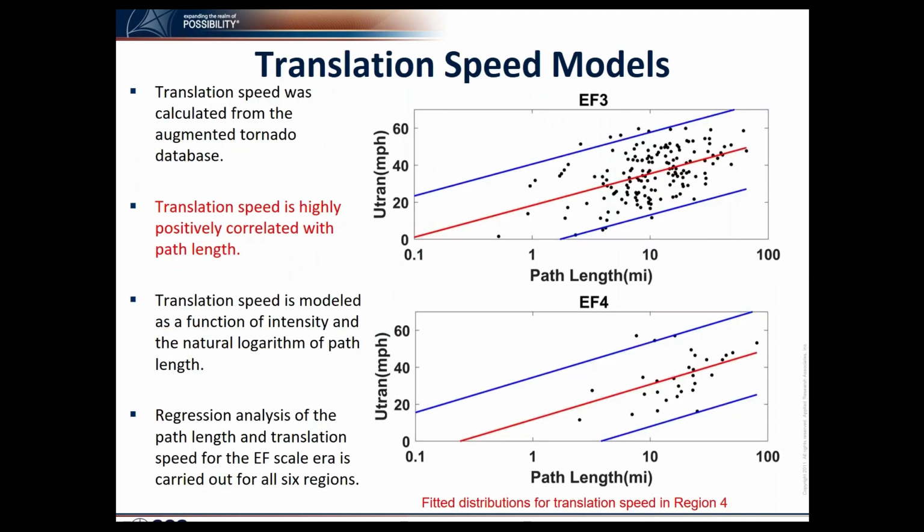So the next one is the translation speed model. Translation speed is very important since it increases wind speed on the right-hand side of the track of the tornado and decreases wind speed on the left-hand side of the tornado. We found translation speeds are highly positively correlated with the path length. So we modeled it as a function of the path length and the intensity. And we did that for all the regions.